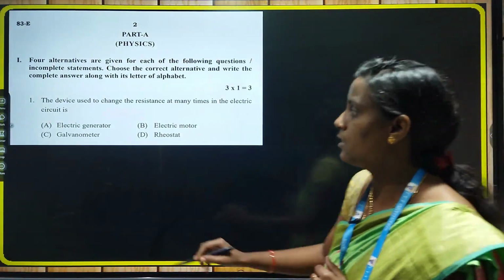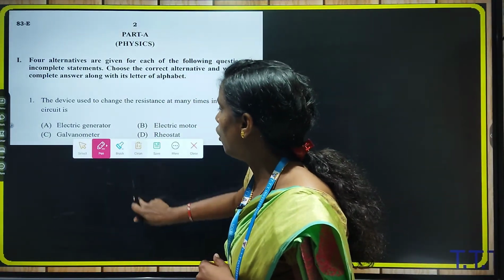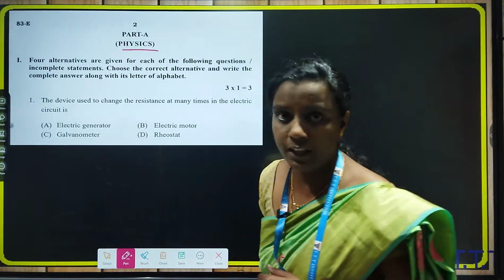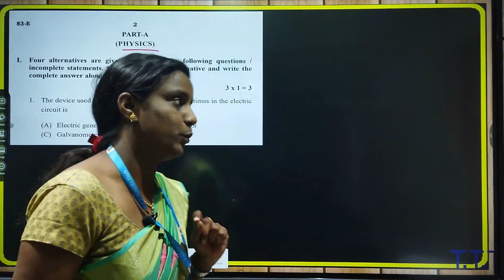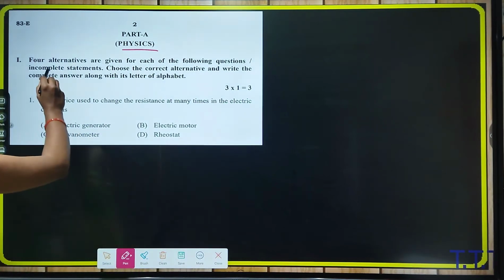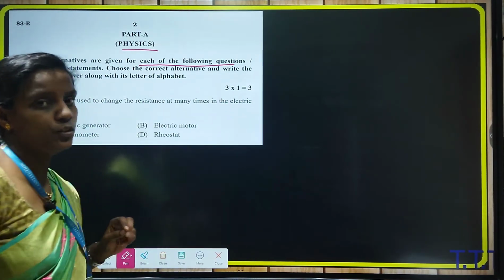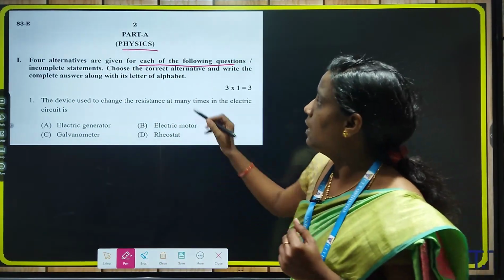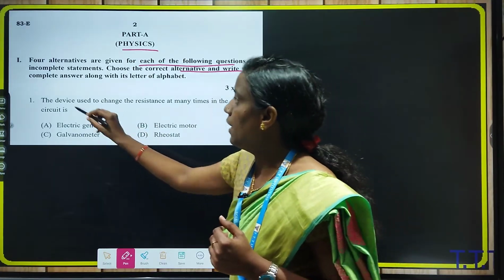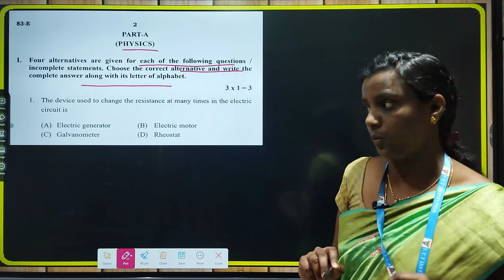The first part will be physics, right. So, the first question starts with the physics objective type questions. What is the first question? Four alternatives are given for each of the following questions. You know, MCQ questions, when you are answering, 4 options will be there, right children. So, choose the correct alternative and write the complete answer along with its letter of alphabet.